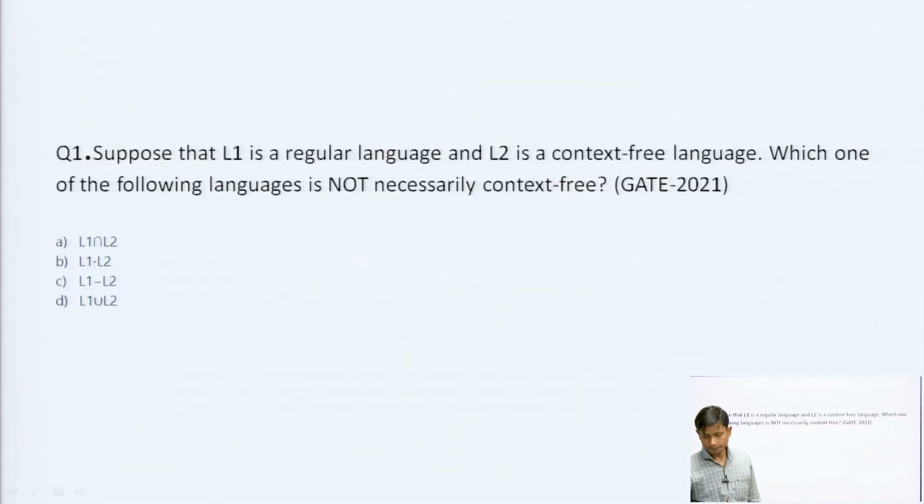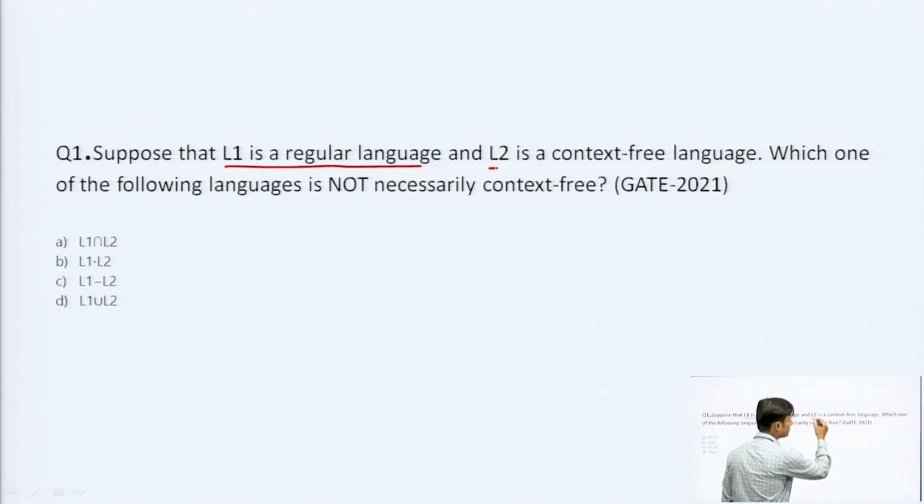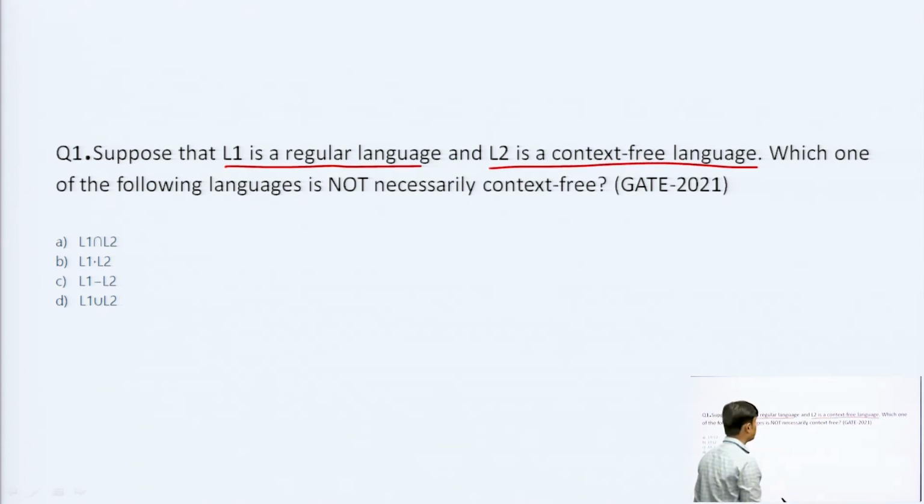So here I have written a question that came in the GATE 2021 exam. Suppose L1 is a regular language and L2 is a context free language. Which one of the following languages is not necessarily context free? These four options are given, and we have to check which one is not necessarily context free.